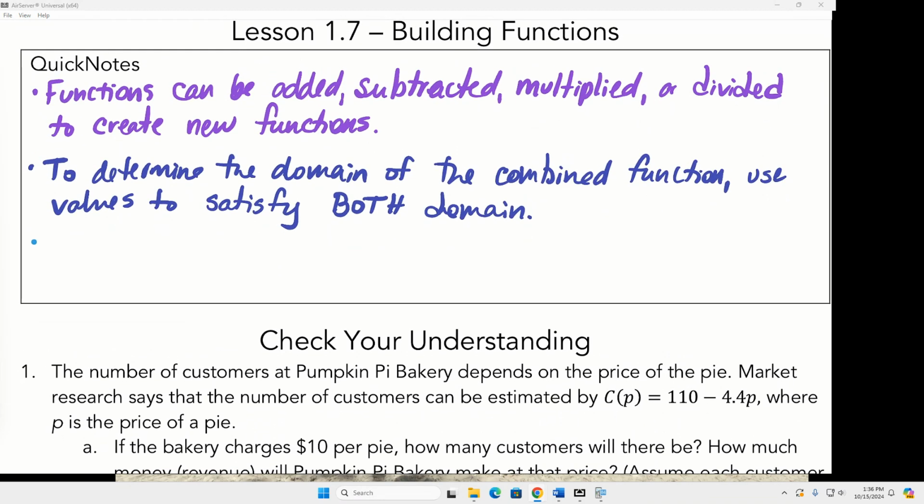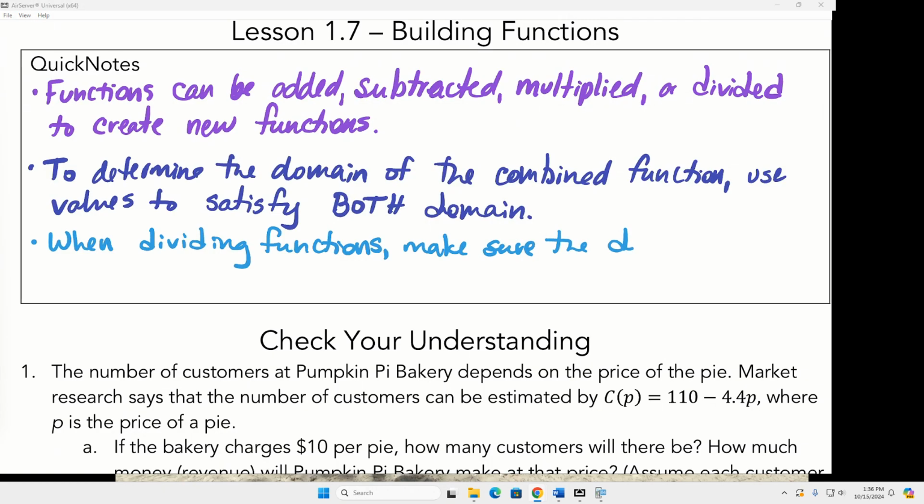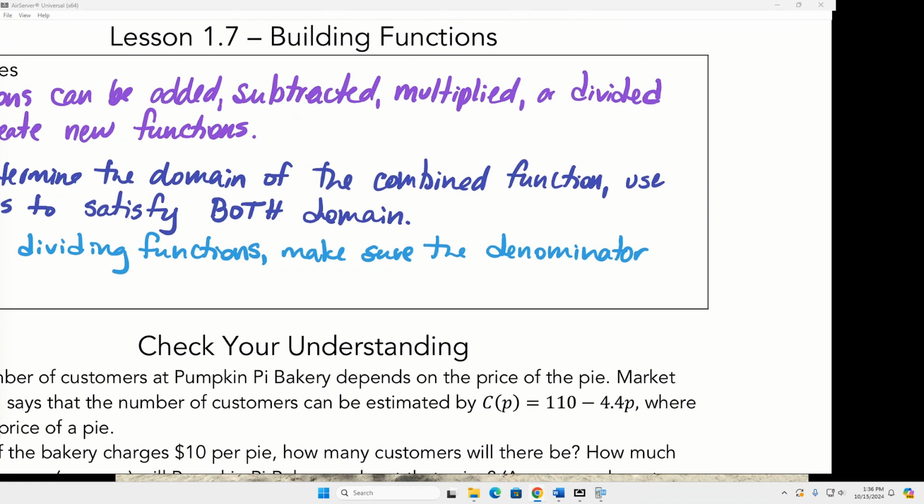All right, and lastly, when dividing functions, make sure the denominator does not equal 0.